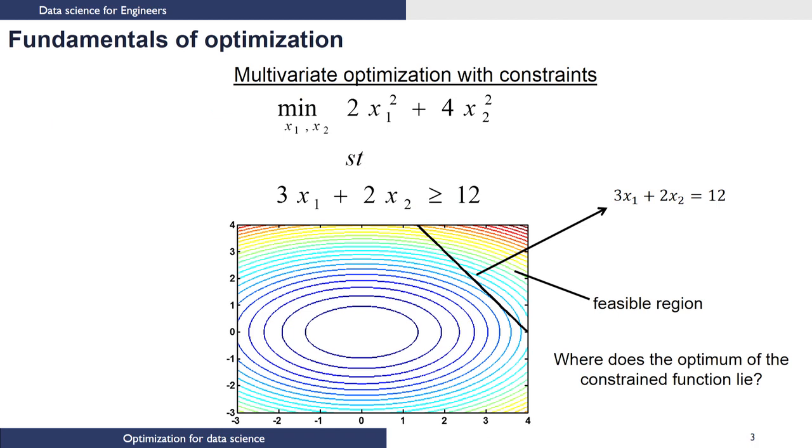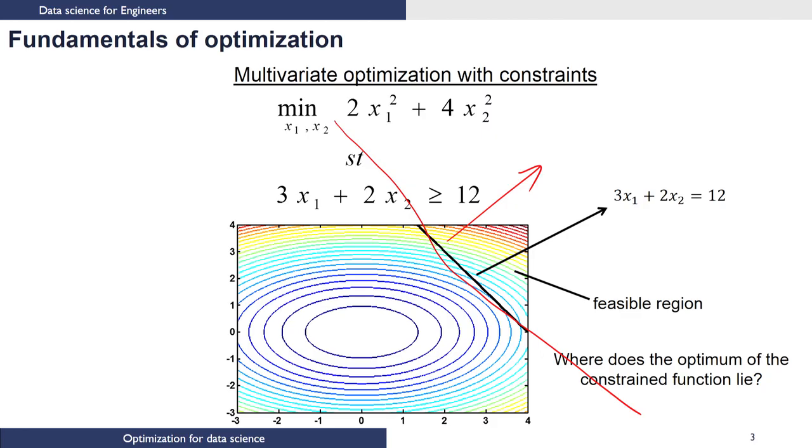Now, let us try and see what happens if I flip the sign and say this is greater than or equal to 12. Then what would happen is, if you were to extend this line all the way, the feasible region is to this side. Now, you ask the question, where does the optimum lie?